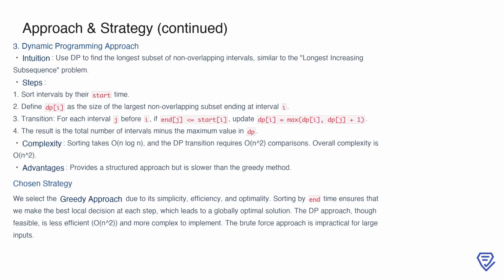The total number of intervals minus the maximum value in the DP array gives us the number of intervals to remove. This method has a time complexity of O(n squared), due to the pairwise comparisons, making it slower than the greedy approach. While it's more structured and extensible, the additional complexity makes it less practical for this problem.